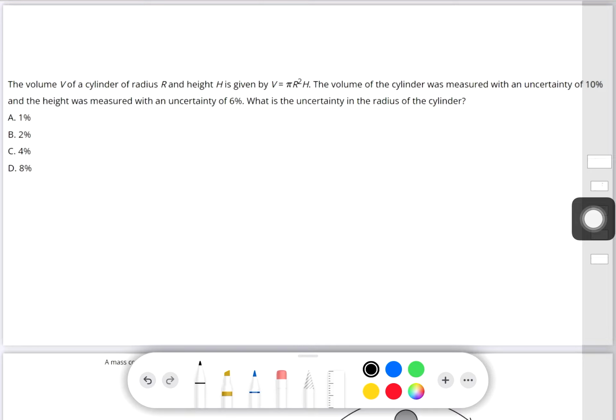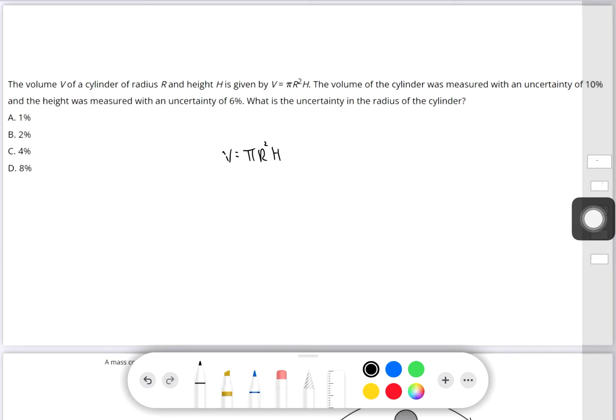In this video, we'll be talking over some of the harder MC questions in the physics IB exam. So the first question is a topic 1 uncertainty exam question. We're given that V equals pi r squared h, and we're given the uncertainties of V and h respectively.